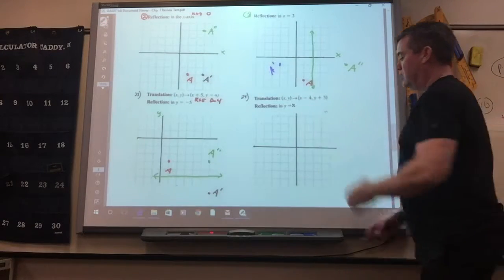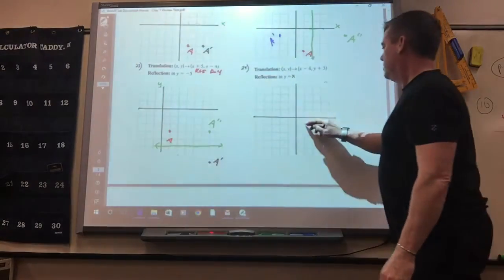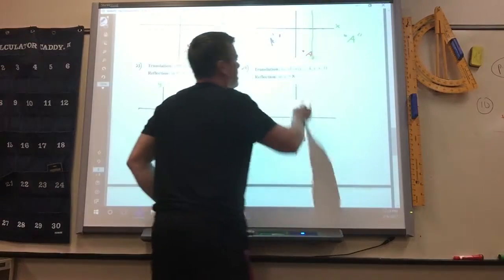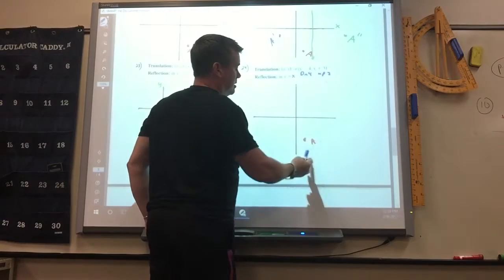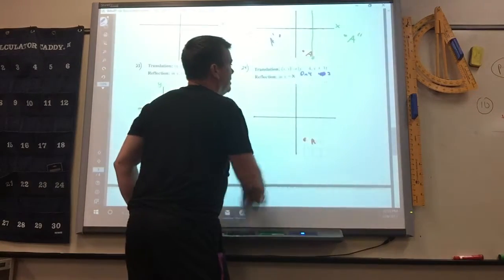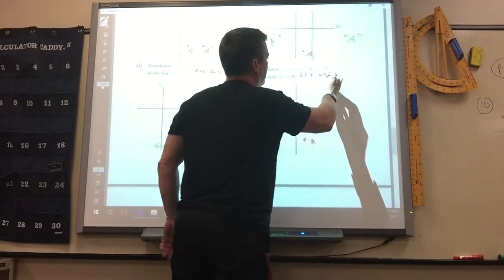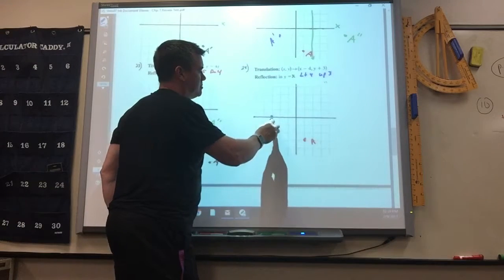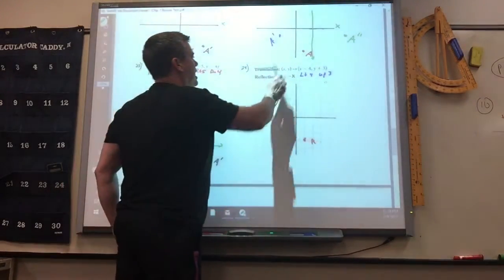So again, for 24, we have to start in the same spot, 1, -3. X minus 4 means left 4. Y plus 3 means up 3. It's up 3, but it's left 4, right? Left 4, up 3. So we go left 1, 2, 3, 4, and up 1, 2, 3. There's A prime. So that takes care of that.